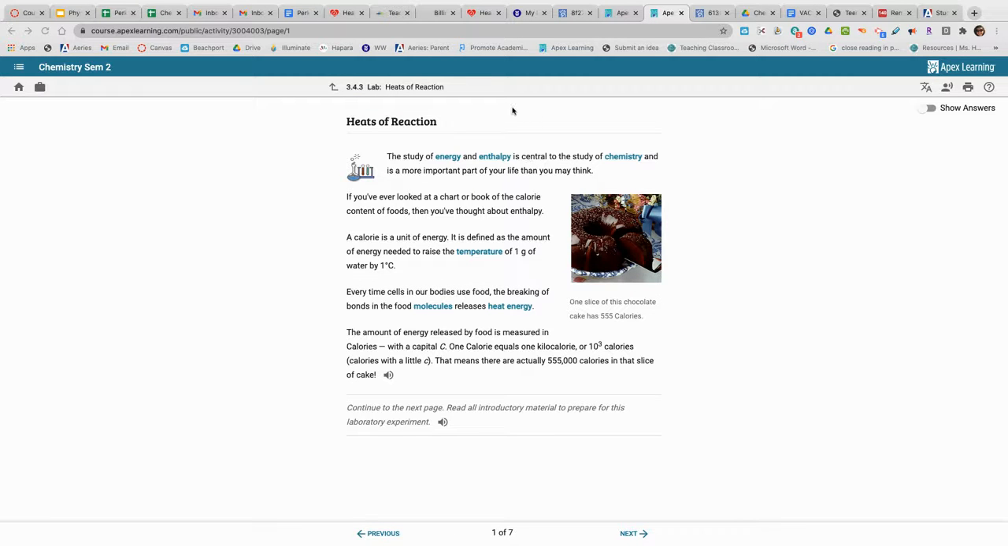For chemistry, your Unit 3 lab is all about heats of reaction. It's looking at the heat exchange when bonds break and when new bonds form, when chemicals react to form new chemicals, how is the heat exchanged, and how can we predict the heat exchange in those reactions. Okay, so the study of energy is called enthalpy.